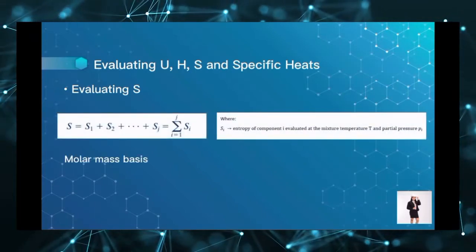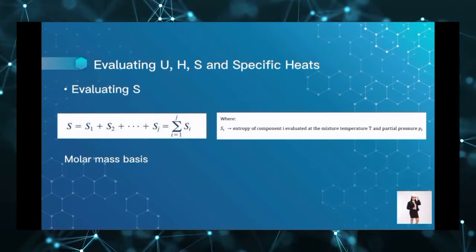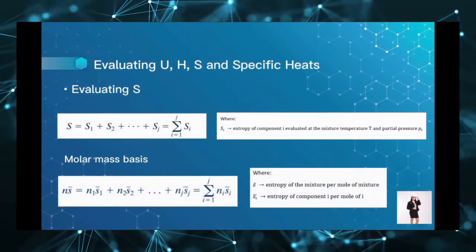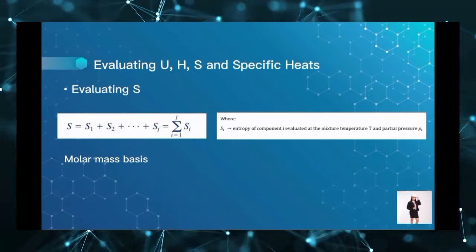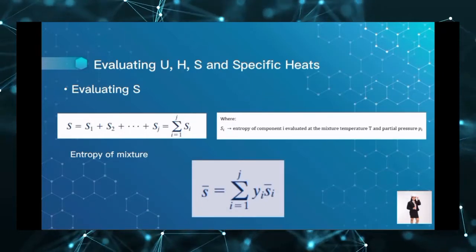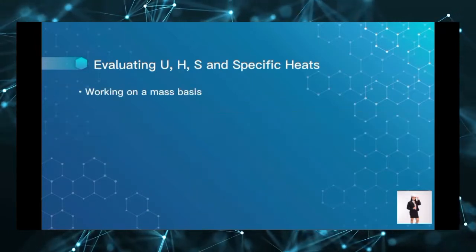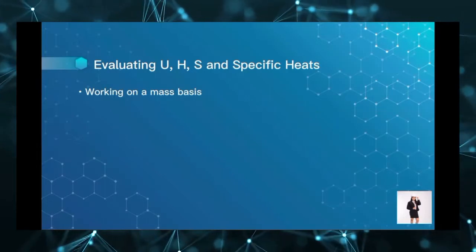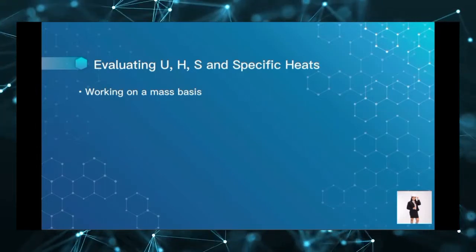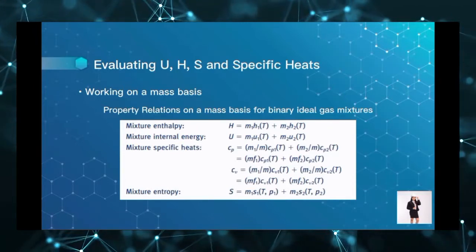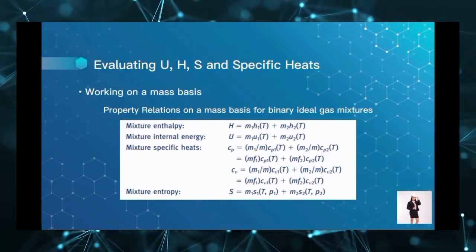Now, on a molar mass basis, the above expression can be rewritten by dividing this by the total number of moles of mixture, which gives us an expression for the entropy of the mixture per mole of mixture. On a mass basis, the specific internal energy, enthalpy, and entropy are evaluated on a unit mass basis. So this table shows how to evaluate properties on a mass basis for binary ideal gas mixtures.